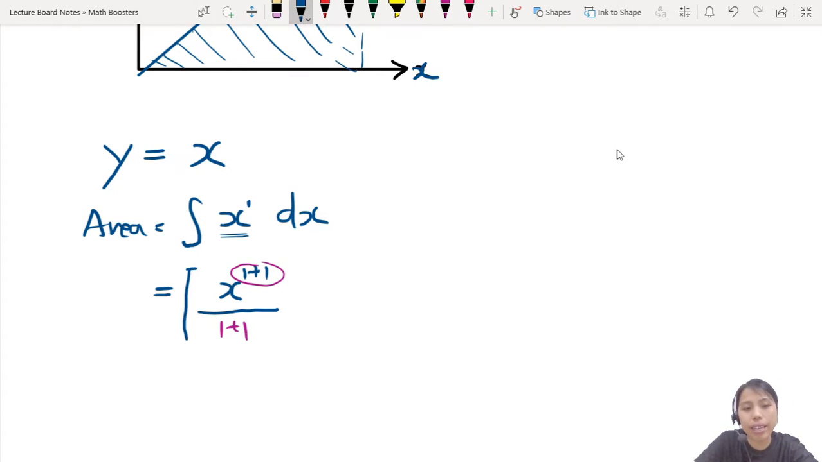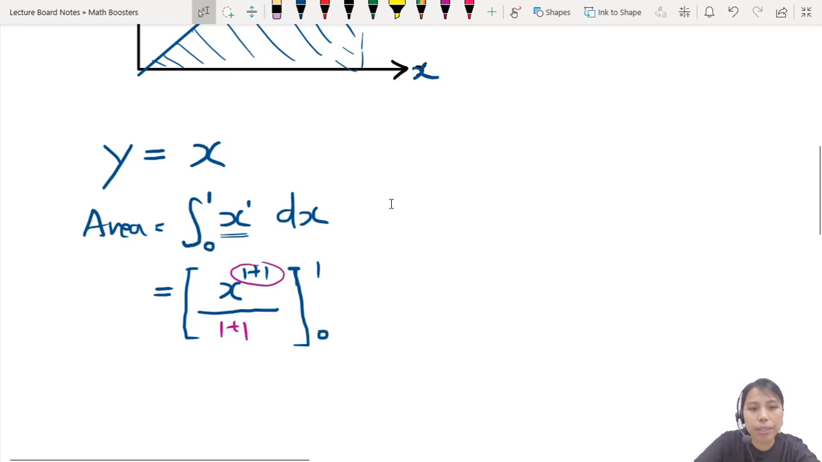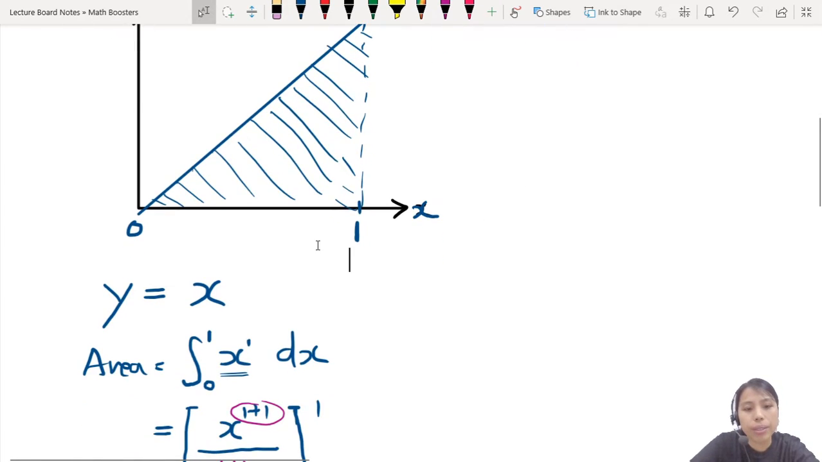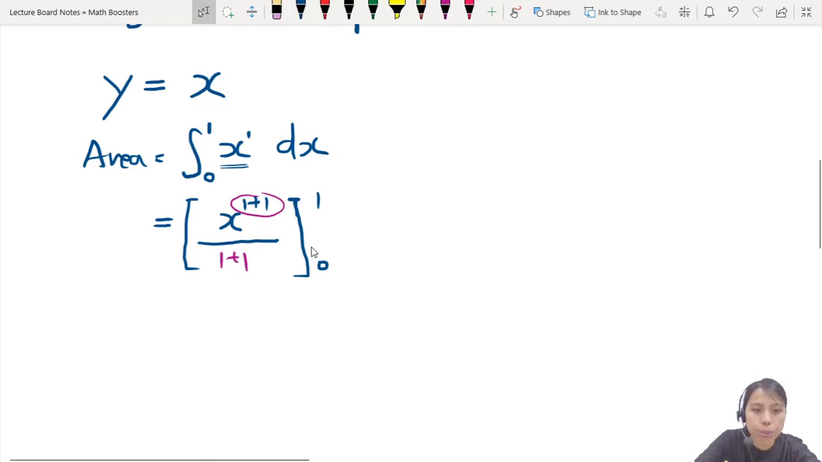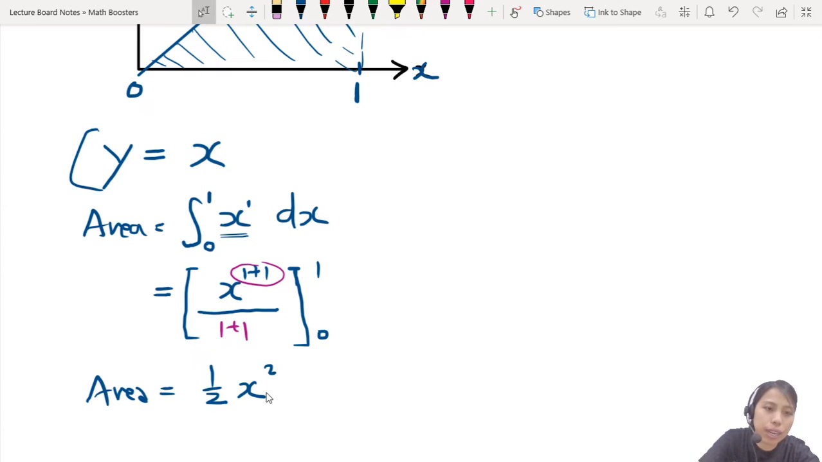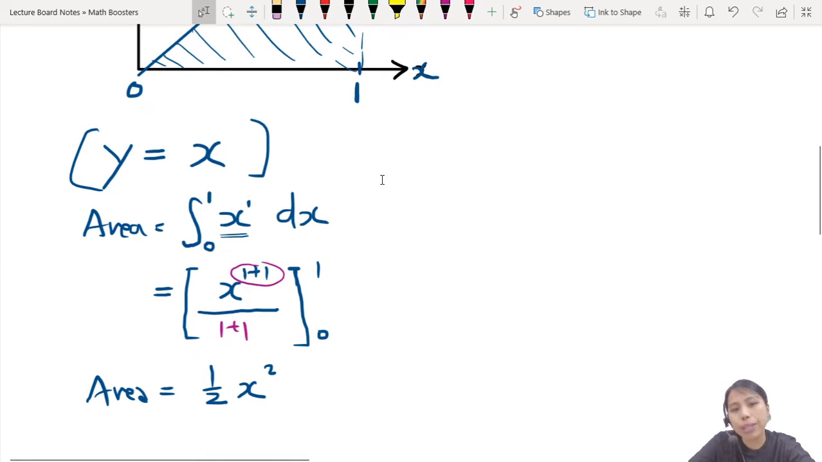This is the basics of it. If you're integrating from, let's say, 0 to 1, that means if you have a graph like this, y equals x, you're going from 0 to 1. What is this area? That is what we're looking for. If you simplify the math a little bit, this will be 1 over 2 x squared. And there, you've got your area under the curve, which is just half x squared for a straight line graph like this.